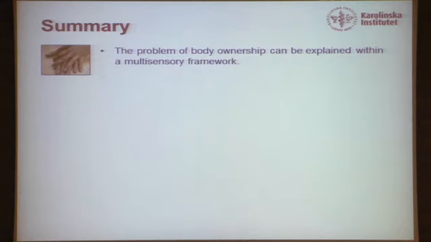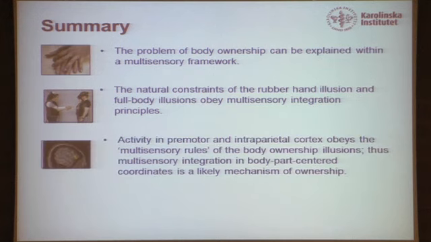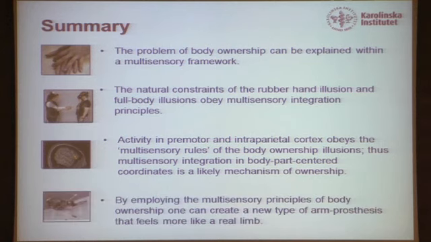Okay, I will summarize my talk. It's exactly 12 o'clock. So I've been talking about the problem of body ownership and have tried to suggest, as a hypothesis, that maybe one can explain it within a multisensory framework, in terms of multisensory integration mechanisms. And that the perceptual rules or the natural constraints of the rubber hand illusion and the full body illusion seem to obey these principles of multisensory integration. And that activity in multisensory areas seems to mirror these perceptual changes. So the activity here also seems to obey these multisensory rules. And that makes multisensory integration an interesting candidate mechanism for body ownership. Of course, ideally, we need to go back to animals and record from cells to test this idea more precisely. And then we think that applying these rules, we can have a number of nice, interesting applications in virtual reality and prosthetics.